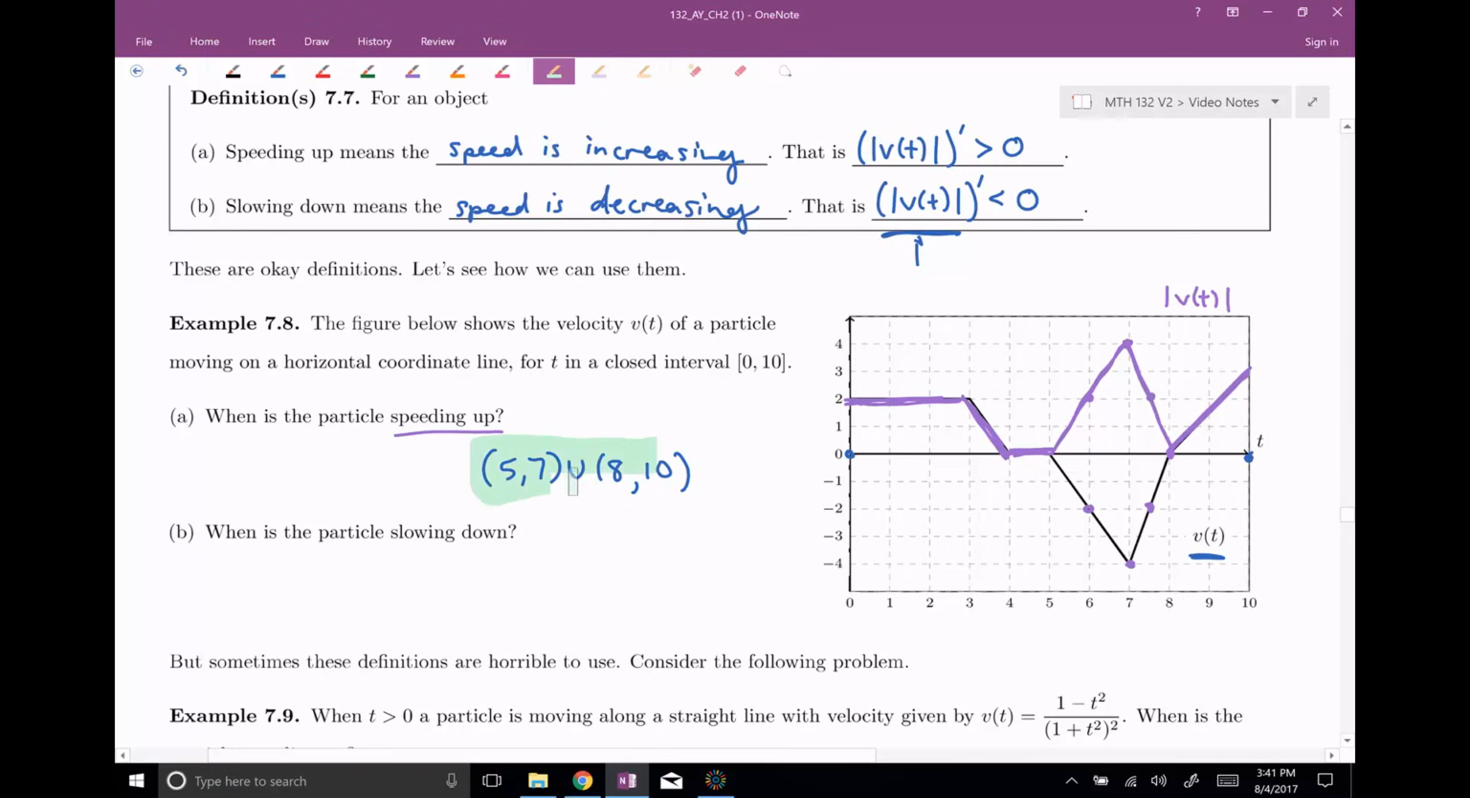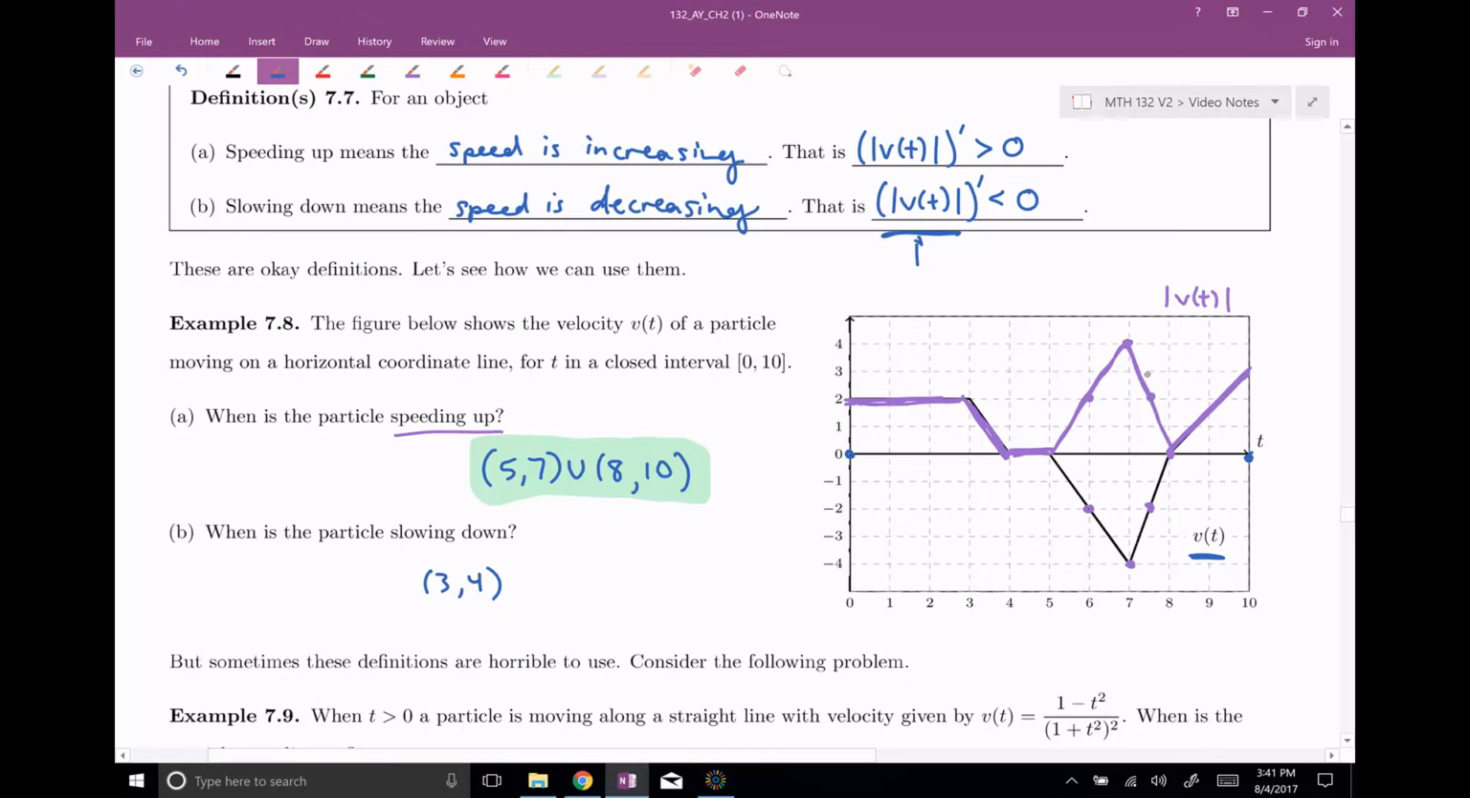When is the particle speeding up? Likewise, when is the particle slowing down? Well, that's going to be when the derivative of this thing, right? We're thinking about slope now. When is that slope negative? Well, the first place that I see is probably between 3 and 4 here, right? So between 3 and 4, the slope is negative, aka the derivative is negative. So that's where it would be slowing down.